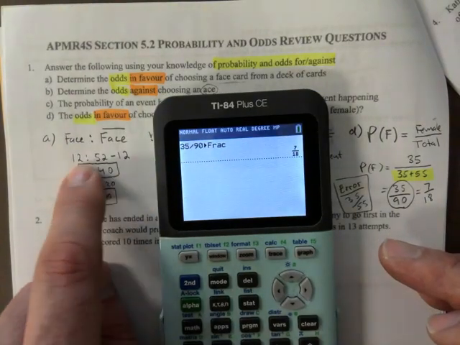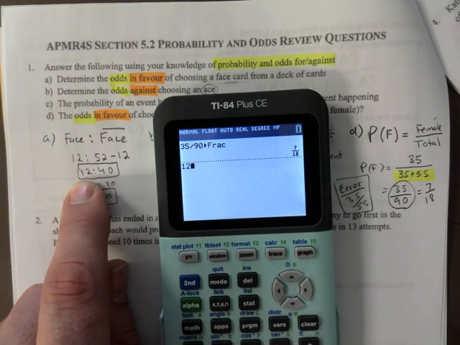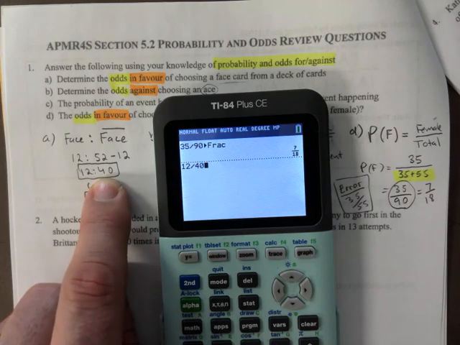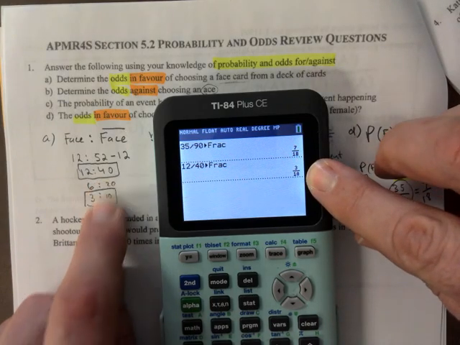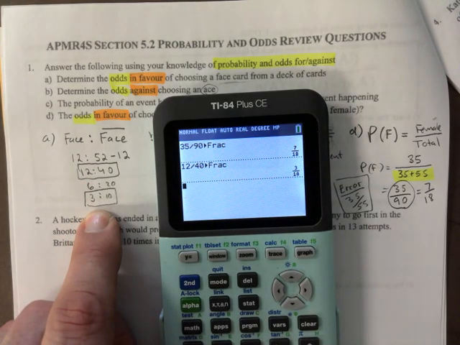Even if you have odds like this, just treat it as a fraction. Just go 12 divided by 40, and then just go math, enter. It will turn it into 3 to 10, so it will reduce odds for you if you're careful enough.